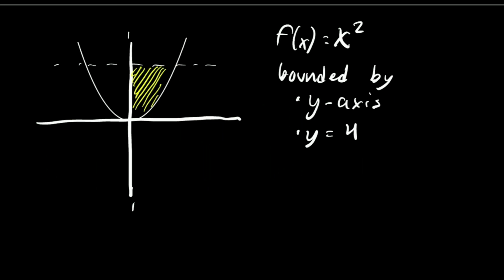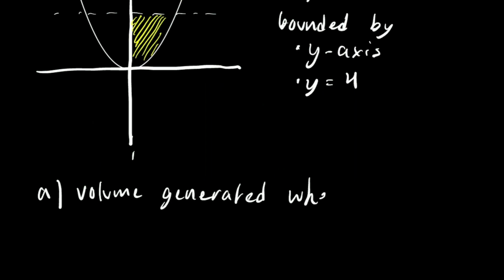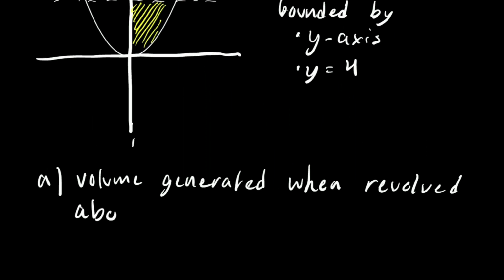So I'm actually going to ask you two questions here. So A will be the volume generated when revolved about the x-axis, as we have been doing.